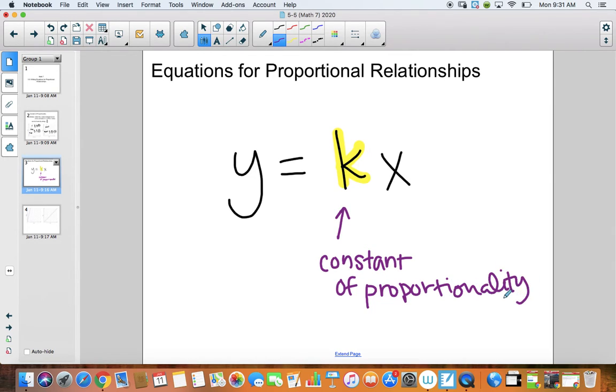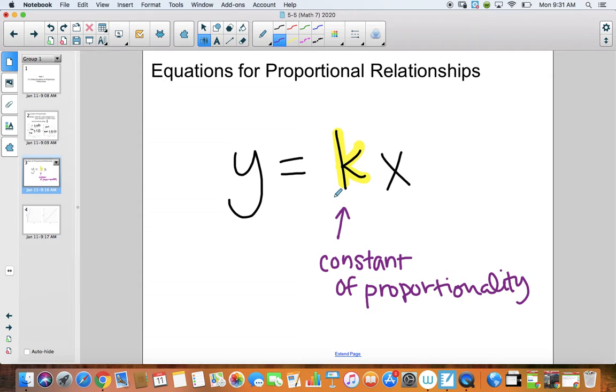So you are now masters at finding the constant of proportionality because you just went and you practiced that a bunch of times. So once we figure out what that is, we can just chuck it into this equation. So it's going to be y equals whatever our constant of proportionality is, x.